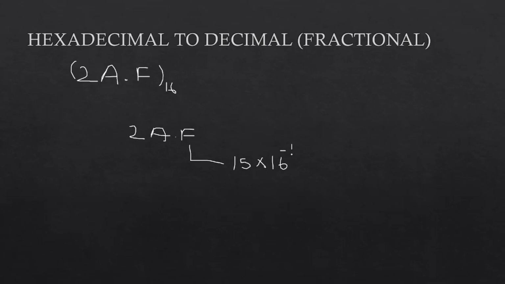Hexadecimal to decimal, I am taking the value here. What you have to do now? 2A point F. Here F is nothing but what value? It's the 15th value. So 15 into 16 to the power of minus 1. Correct? After the decimal point, minus 1.